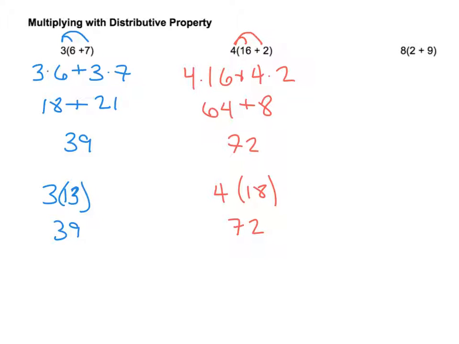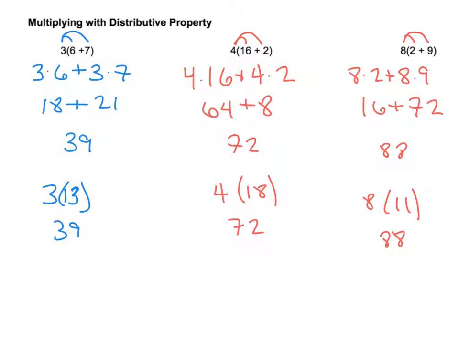And last but not least, let's do 8 times 2 plus 8 times 9. And when we do 8 times 2, we're going to get 16, and 8 times 9 is 72. Okay, so we can add those together, we will get 88. And if we want to check our work, then we can do 8 times 11, which is the sum of 2 and 9, and 8 times 11 is indeed 88.